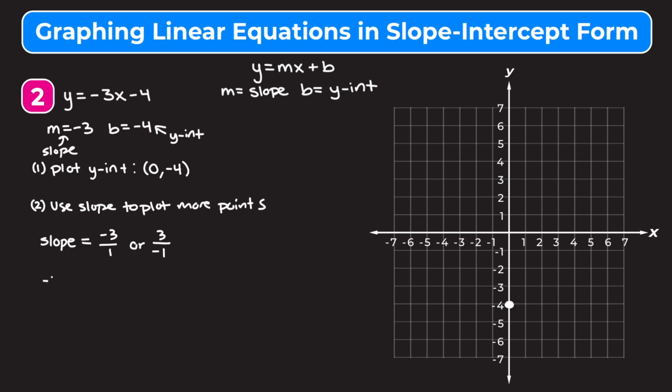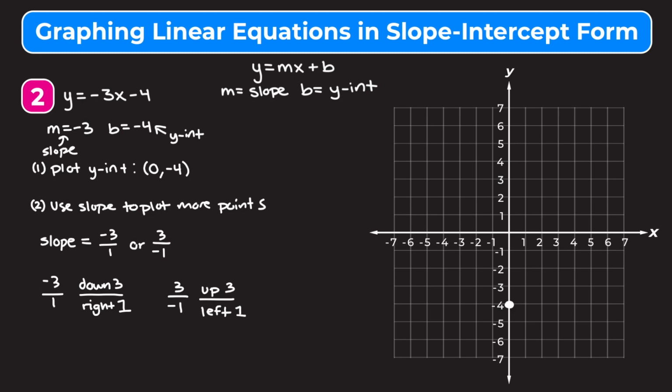So if we do negative 3 over 1, remember slope is rise over run, this tells us we can go down 3 and to the right 1. But if we're using the slope of 3 over negative 1, this tells us we can go up 3 and to the left 1. So I'll show you guys how to use both to plot some points.